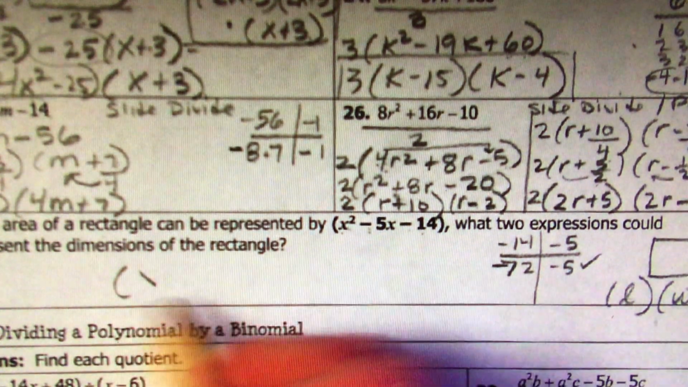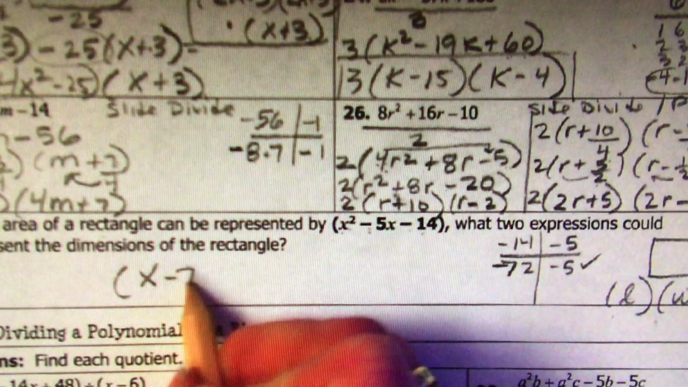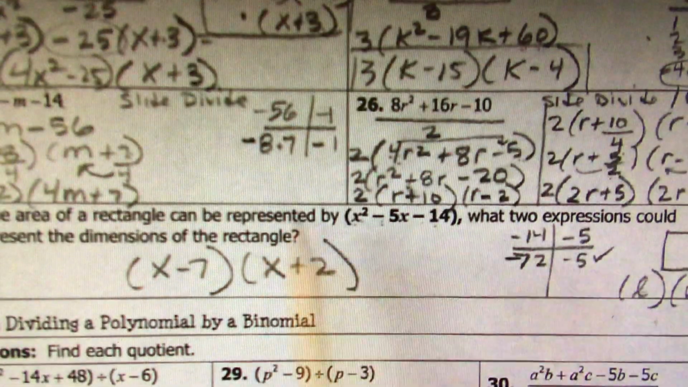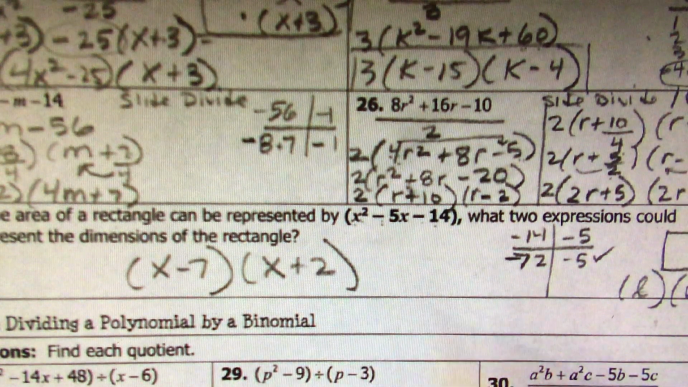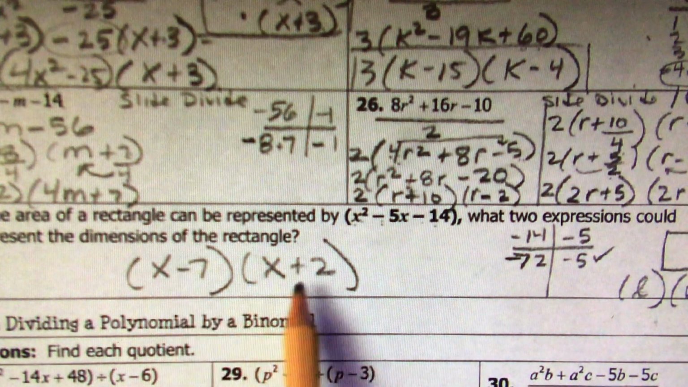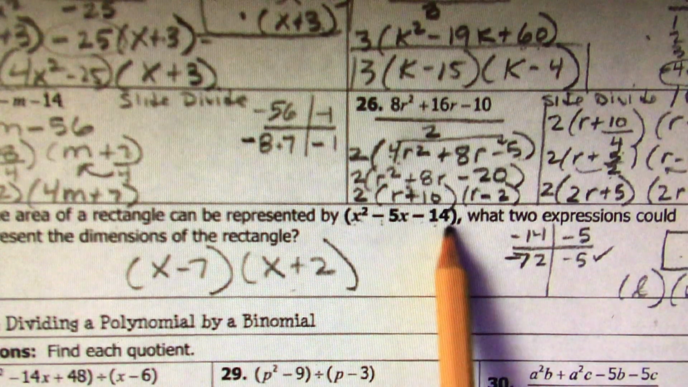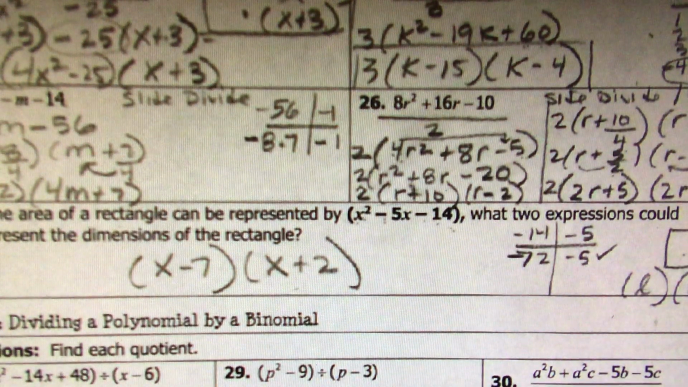x minus 7, x plus 2. If I were to then check my work, which I could, basically this could be the length, this could be the width of my rectangle that yields me this as an answer for the area. Cool. Okay, we're almost done.